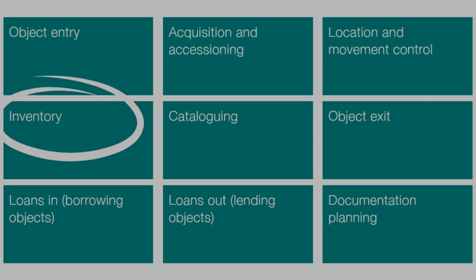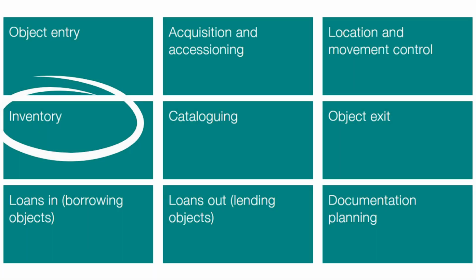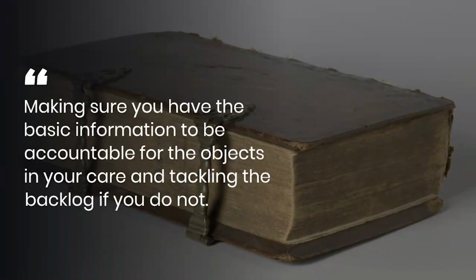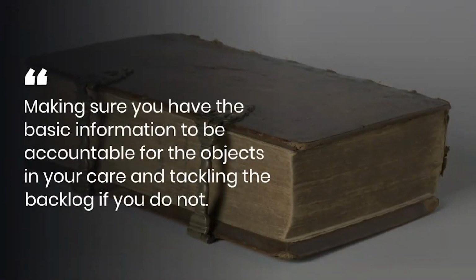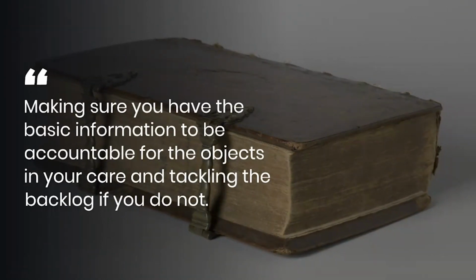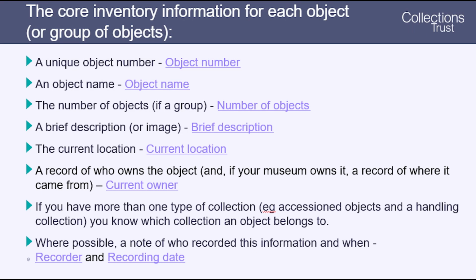Inventory is one of the Spectrum primary procedures, which are required to be in place for UK accredited museums. Inventory is defined in Spectrum as making sure you have the basic information to be accountable for the objects in your care and tackling the backlog if you do not. You can see a summary of the core inventory information here.